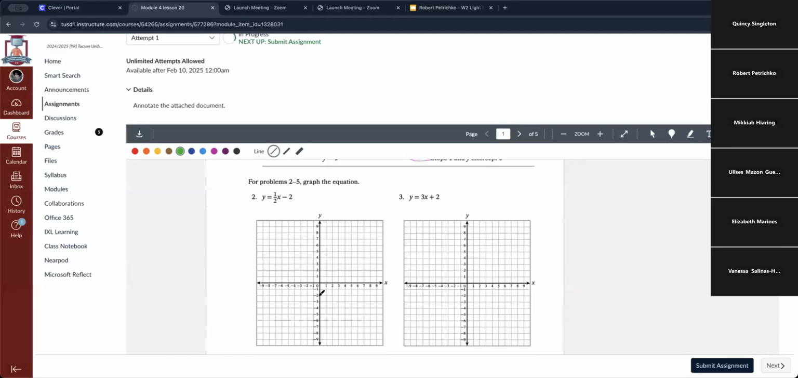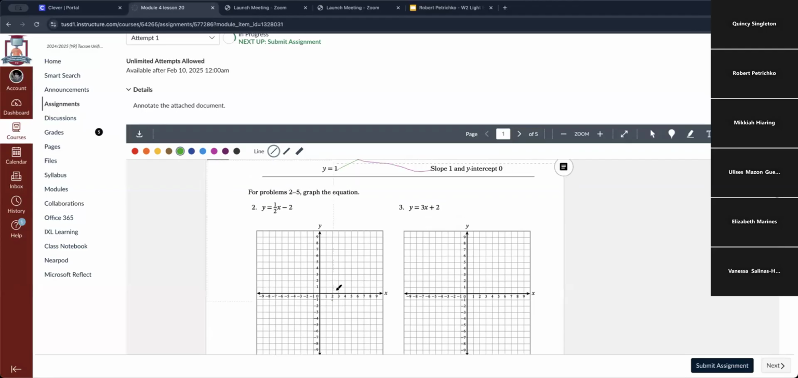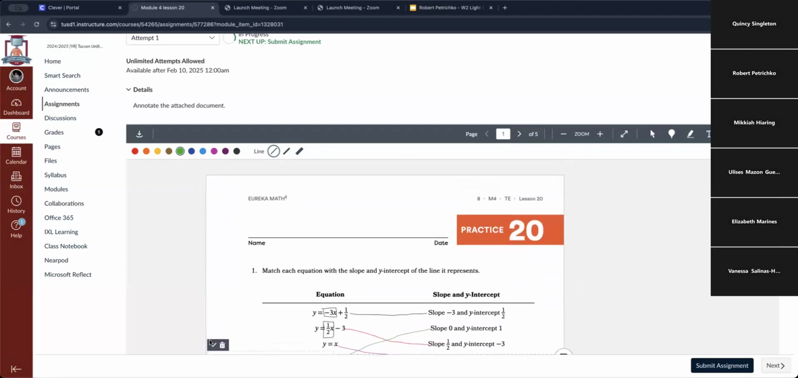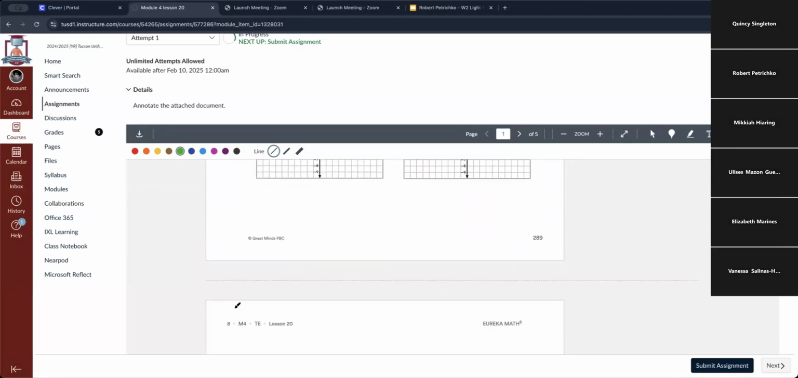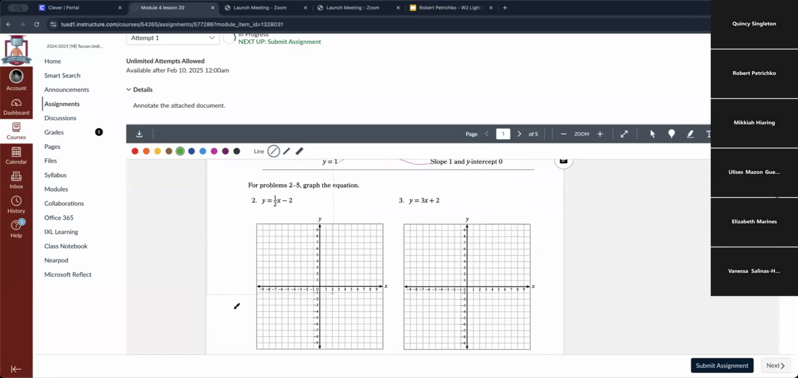That means it's rise over run. So you rise up 1 and you go over 2. Now run to, no, not negative. Rise 1, run over 2. Right there. So those are the 2 points for you to attempt to draw a straight line. So scroll down.